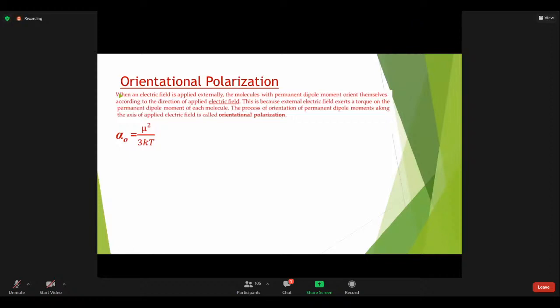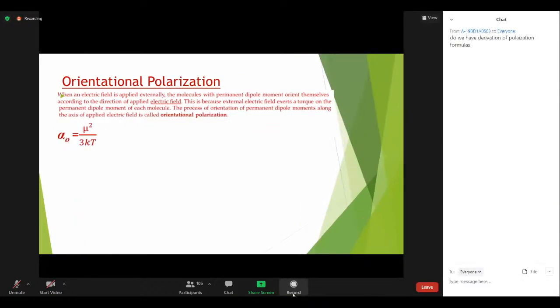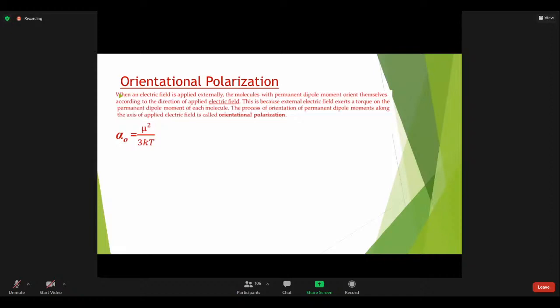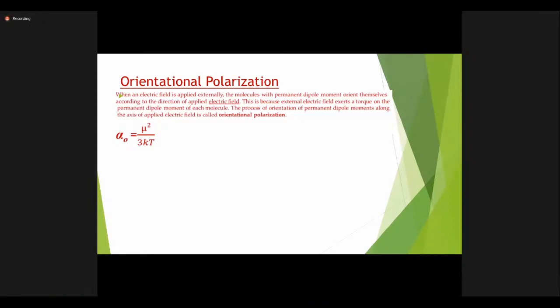There's a question from roll number 503. Do we have derivation of polarization formulas? You have only the derivation of ionic polarization. Orientational polarization derivation is not there in the syllabus. Electronic polarization is very rarely asked. From the last 3 years, they have never asked. But orientational polarization, you can go for it. It is very simple, a 3-step derivation only. Okay, fine. We'll continue with polarization.